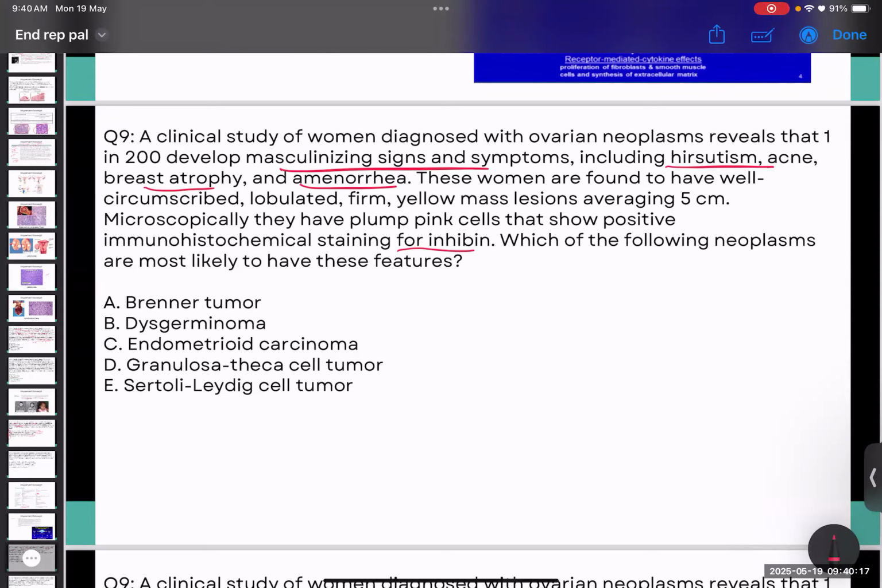Usually, if you see masculinizing symptoms and these patients have an adnexal mass, then your answer for sure is Sertoli-Leydig cell tumors. Granulosa-theca cell tumors produce a lot of estrogen, so instead you would see things like breast tenderness and abnormal uterine bleeding because of endometrial hyperplasia. Endometrioid carcinoma would not produce masculinizing symptoms. Dysgerminomas usually have high levels of hCG and LDH, and here you just have positive immunohistochemical staining for inhibin. Brenner tumors, again, are not going to produce masculinizing symptoms.